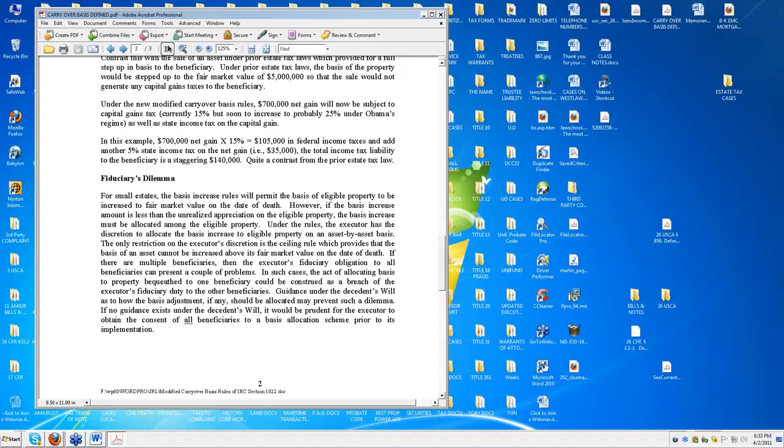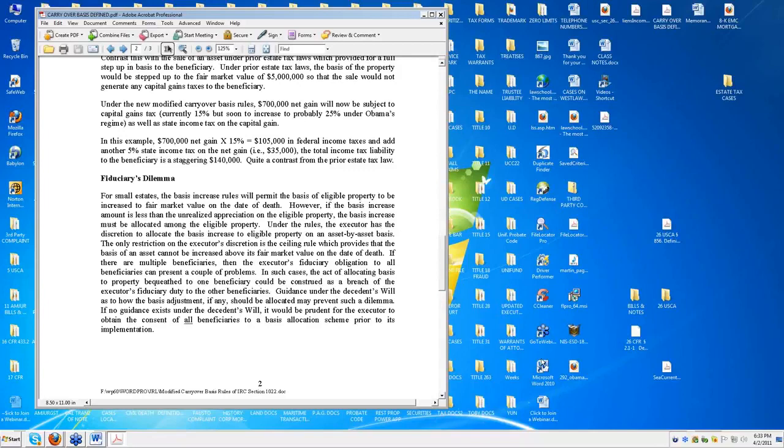If there are multiple beneficiaries, then the executor's fiduciary obligation to all beneficiaries can present a couple of problems. In such cases, the act of allocating basis to property bequeathed to one beneficiary cannot be construed as a breach of the executor's fiduciary duty to the other beneficiaries.